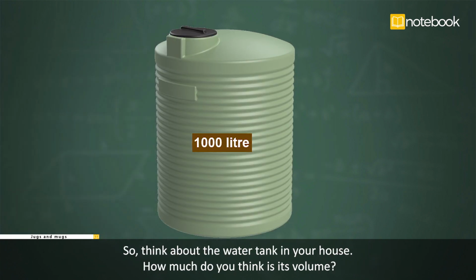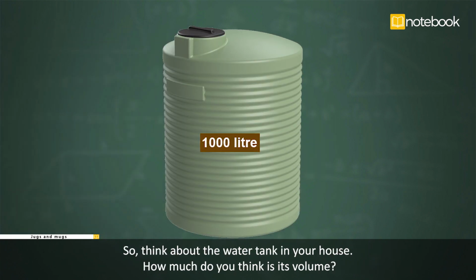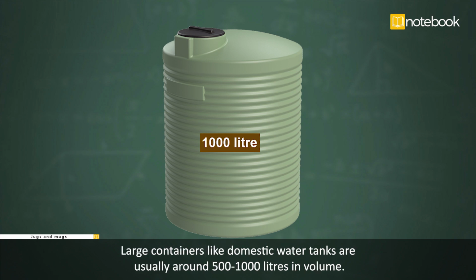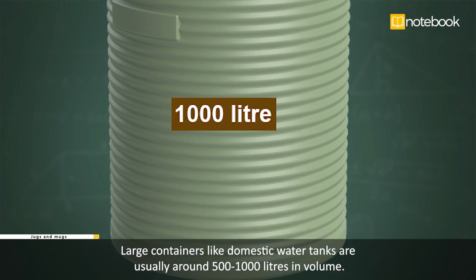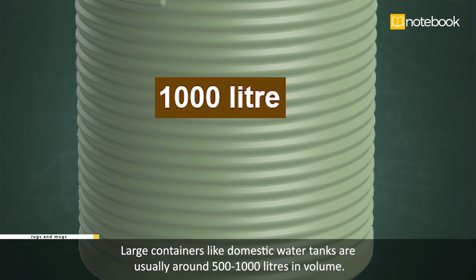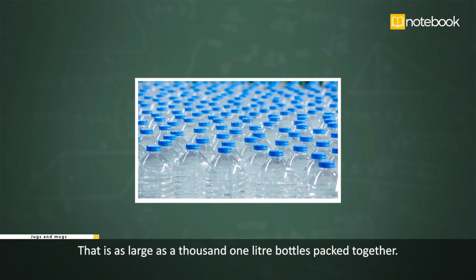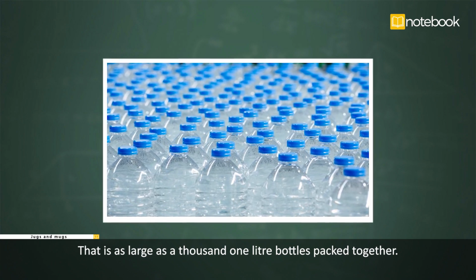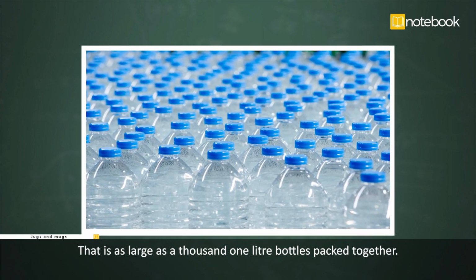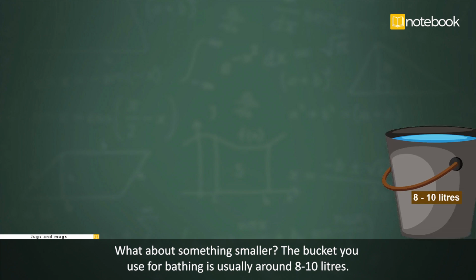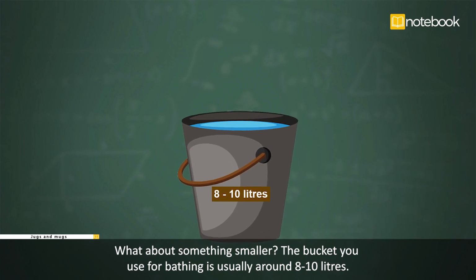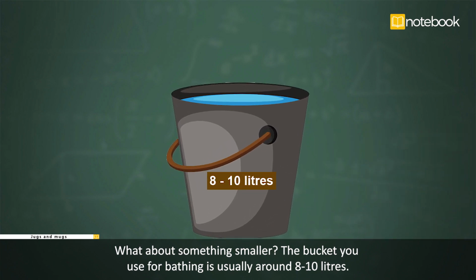So, think about the water tank in your house. How much do you think is its volume? Large containers like domestic water tanks are usually around 500 to 1000 liters in volume. That is as large as 1000 1-liter bottles packed together. What about something smaller? The bucket you use for bathing is usually around 8 to 10 liters.